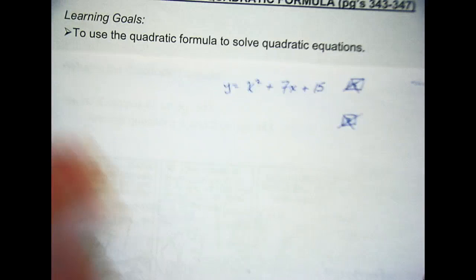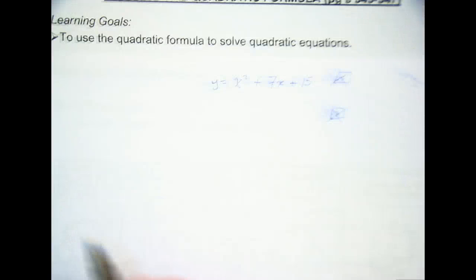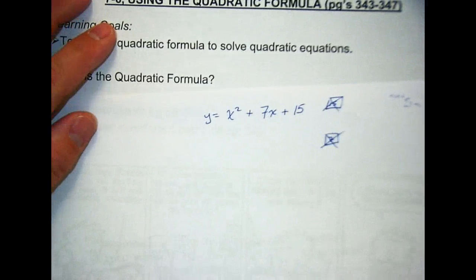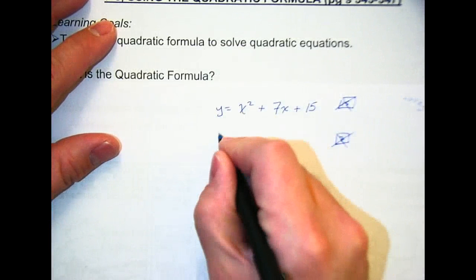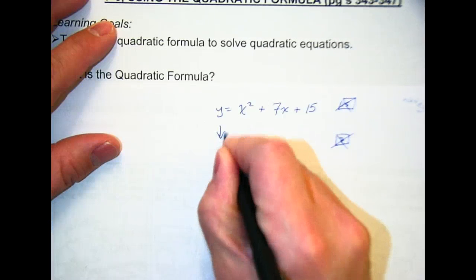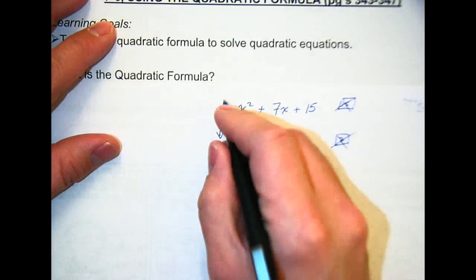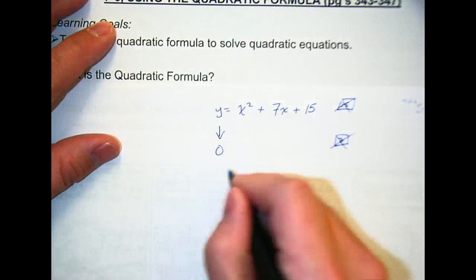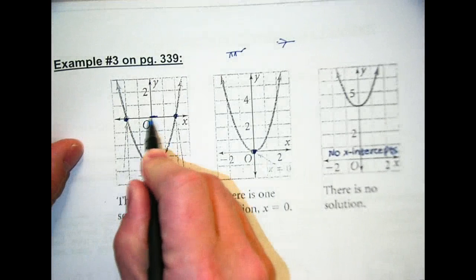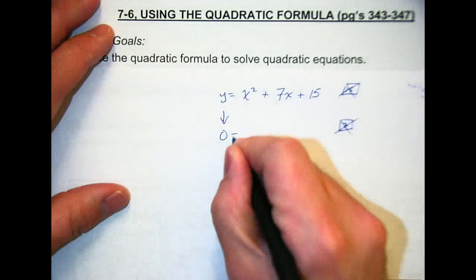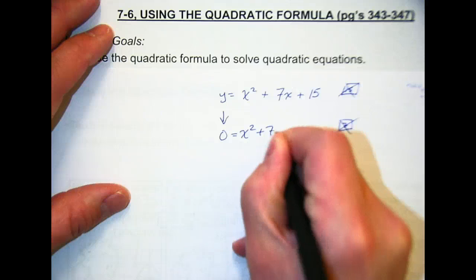Now that brings us back to here. What is the quadratic formula? Well, we're trying to find when the graph crosses the x-axis. So we're going to say y is 0. Okay. Notice here the x-intercepts are when y equals 0. So we're going to say y equals 0, and we have x squared plus 7x plus 15.